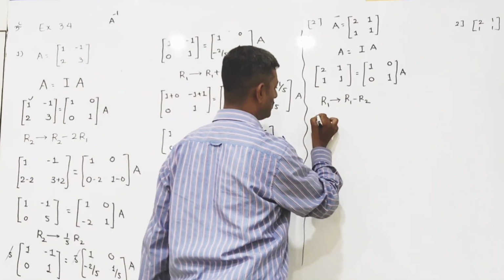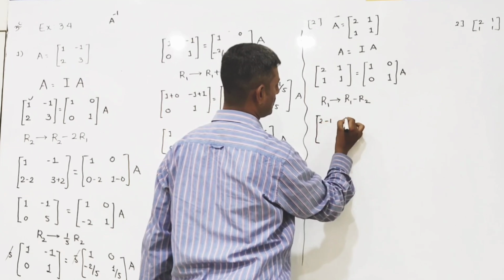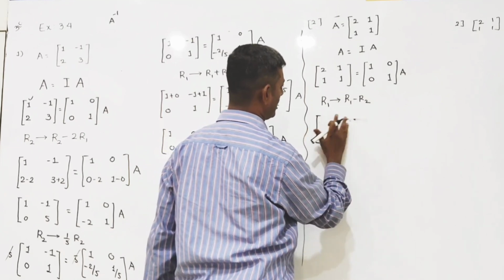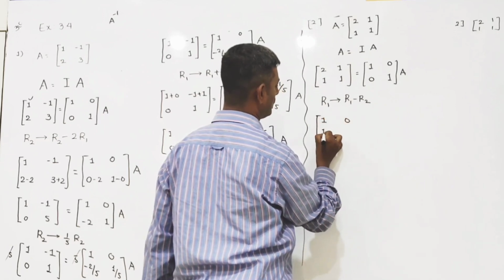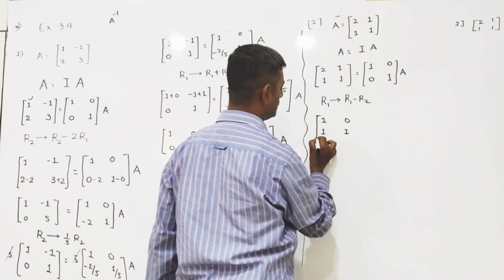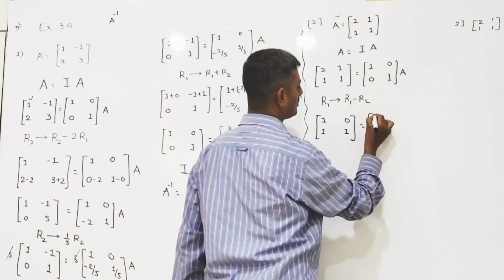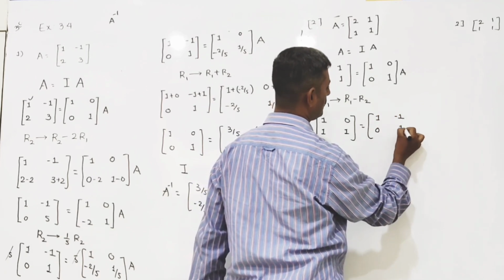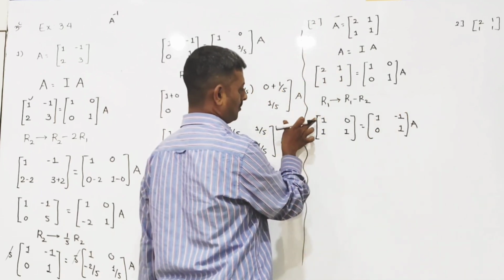This 2 minus 1, 1 minus 1. Otherwise, I can write directly also. So 1, 0, 1, 1. This is our matrix. Row 1 minus row 2. So 1 minus 1, 0, 1. This is our A.